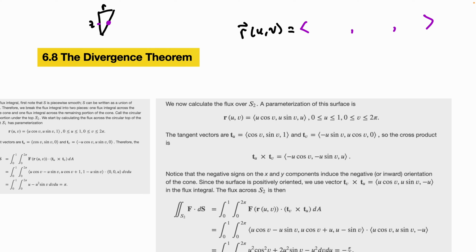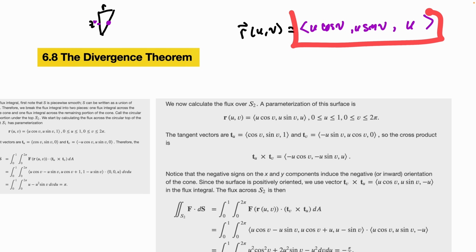Let's call that, what do they use? They use u. So let's use u. That's u, and then that's going to be the radius. And then at that point, you want to circle around. So take u, u. And to circle around, you can do cosine v and then sine v. So this parameterizes the cone.